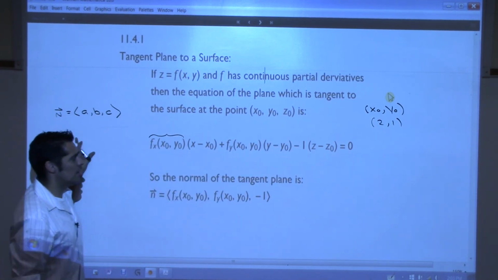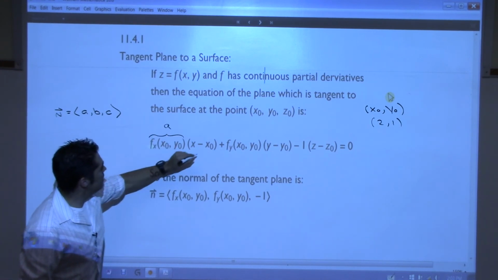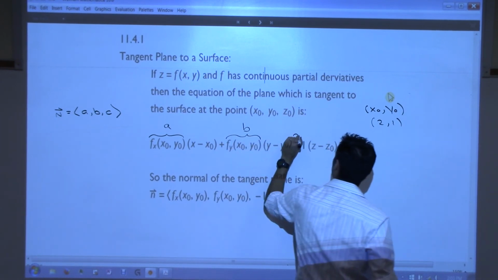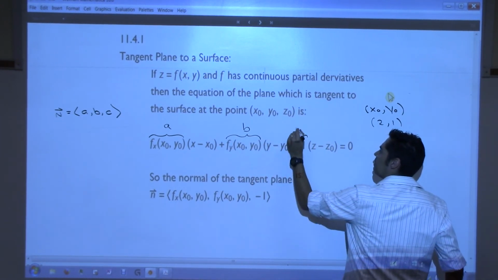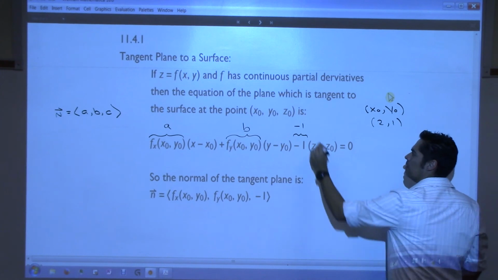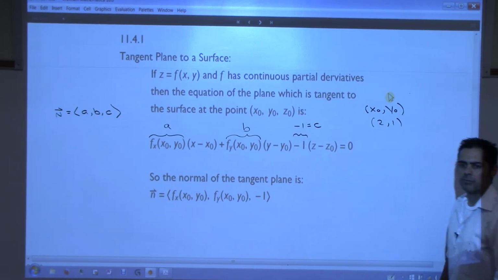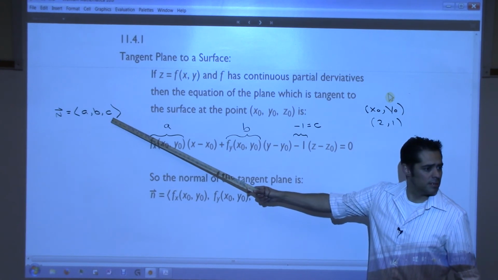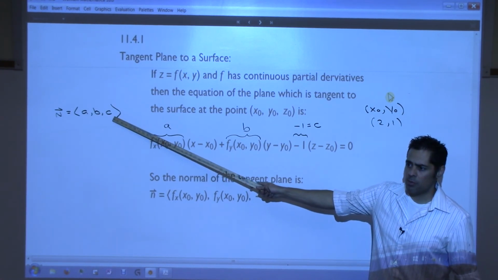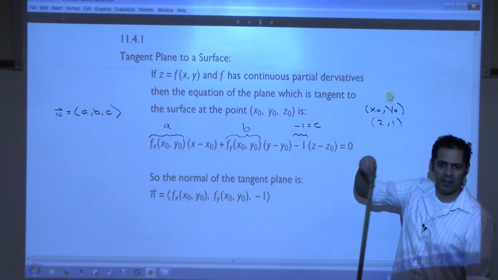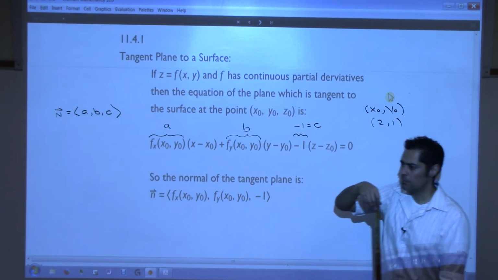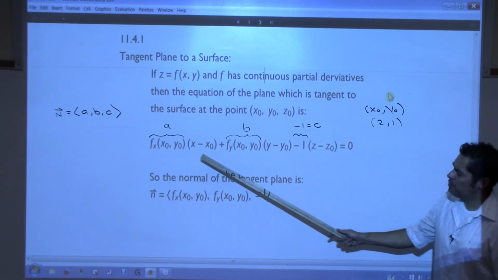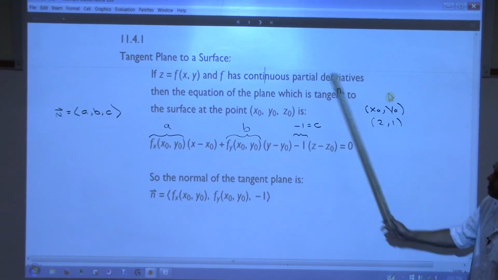It looks very similar to what I just had up here. This is the A, this is the B, and C is what? Always going to be -1. What is C? It's the z component of the normal vector. -1 is pointed straight down, isn't it? So that's how these partial derivatives come into play in this equation.